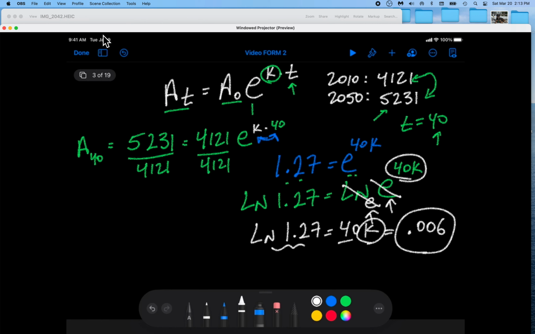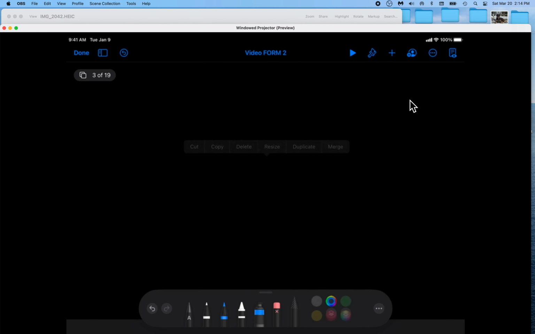And always ask yourself, does the k make sense? If k is positive, which it is here, it's a growth problem. And indeed, here's a growth problem because between year 2010 and 2050, the population grows. Next.